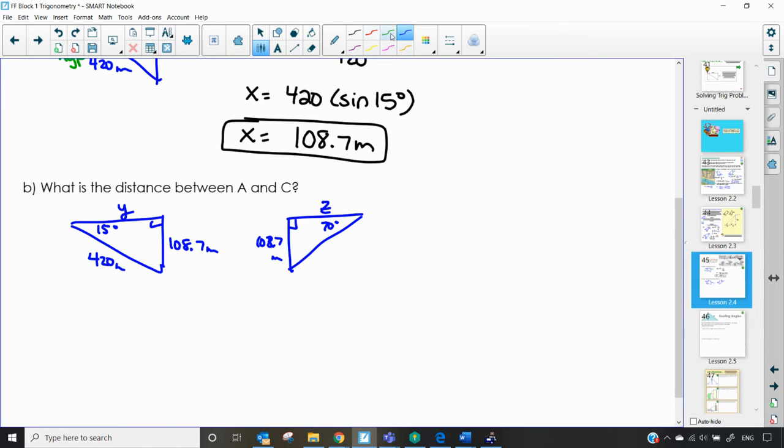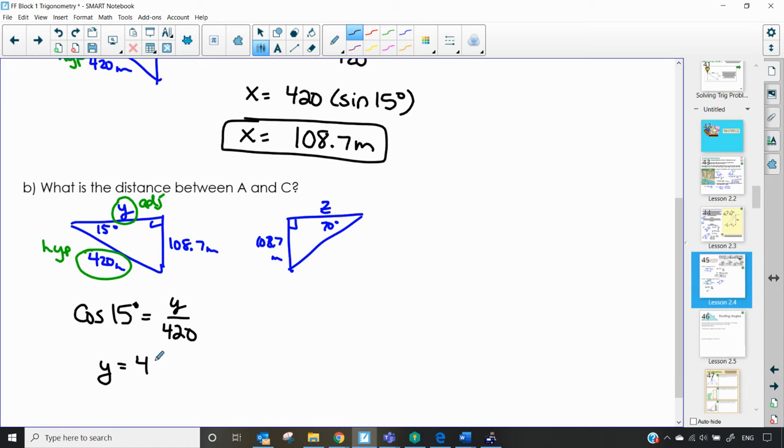All right, so first question here, we have 15 degrees. Again, I have the option of using the 420 or the 108.7. I'm going to use the one that I'm given. Again, for one, less chance of rounding errors, and for two, less chance of calc errors because I'm using something that I've already been given. So I'm going to use the Y in the 15. So Y is adjacent and 420 is hypotenuse. So using my trig ratios, that gives me cosine of 15 degrees equals Y over 420.